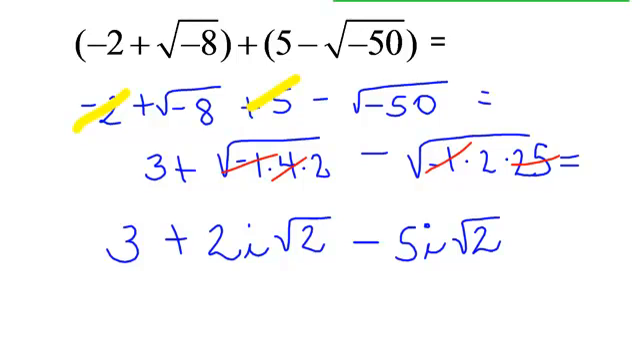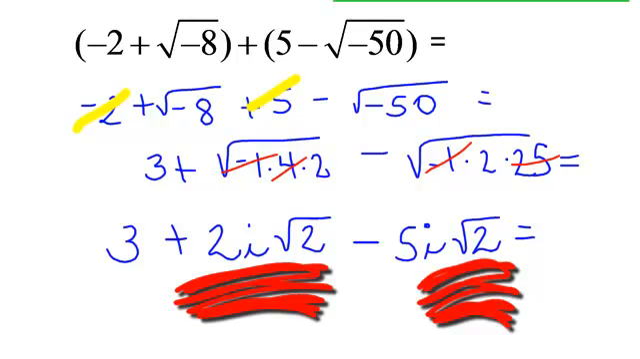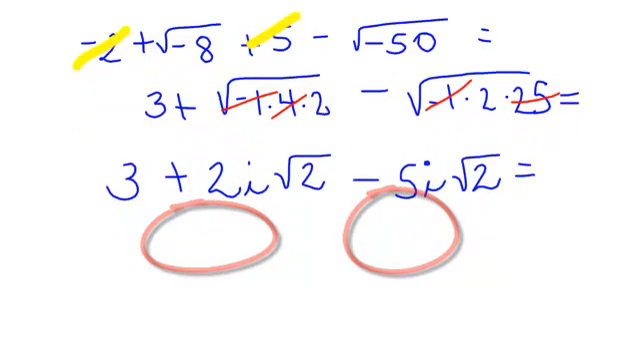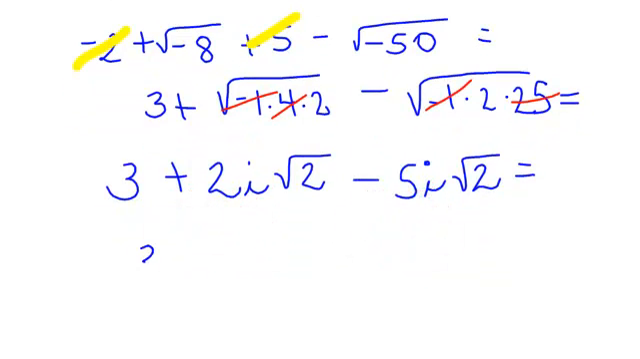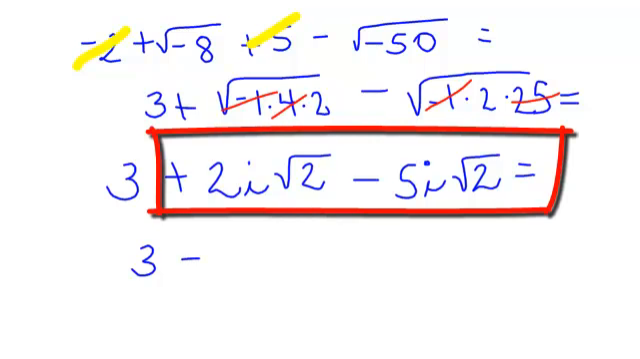And now I do have a √2 and a √2, so I could add or subtract them. I just add the coefficients, and luckily they're both i's, so I can put those together. We had to have a lot of like items here. Positive 2i and a negative 5i, that would be a negative 3i√2.